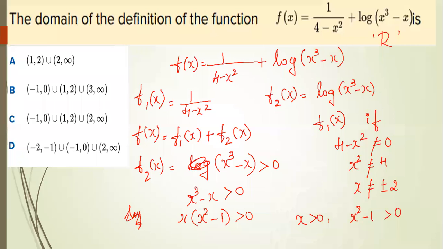What is x square minus 1? In which form is it? It is in the a square minus b square form. Correct? What is a square minus b square?